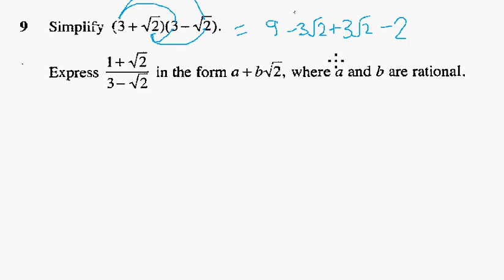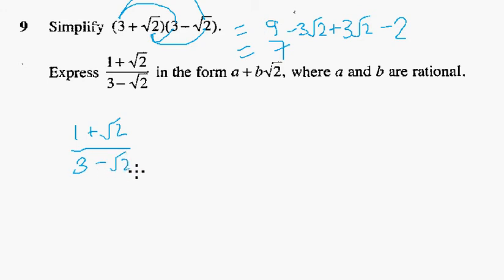So then we take a look at the whole numbers, the integers, separately. We've got 9 here and minus 2 here, so that makes 7. And then we look at the surds. We've got minus 3 root 2 and plus 3 root 2, where those are going to cancel out, so this just becomes 7. What that means for the second part of the question is, if we take our 1 plus root 2 over 3 minus root 2.